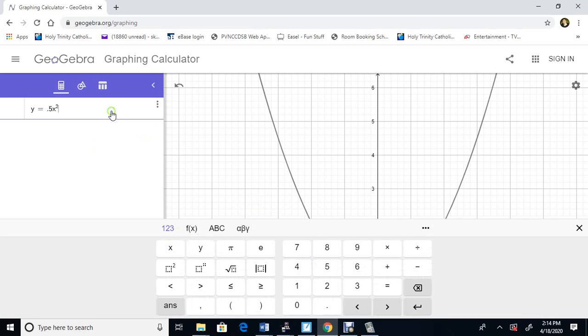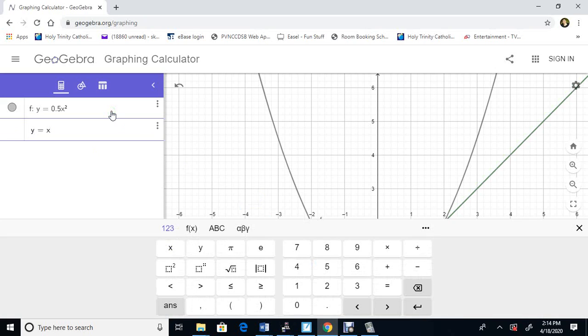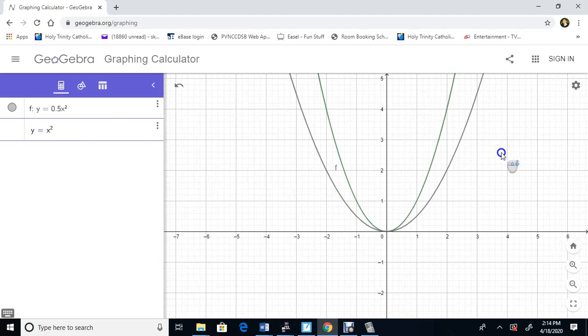Now this has been compressed. So let's just look at the base function. So let's look at the first one, y equals x squared. Okay, so what's happened here? This green one, this is our normal one, has got squashed. All the points have come down. So we call this a vertical compression. They've all come downwards. So this particular one, we got a vertical compression.